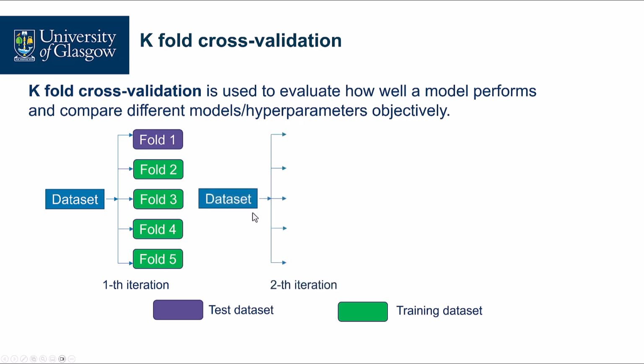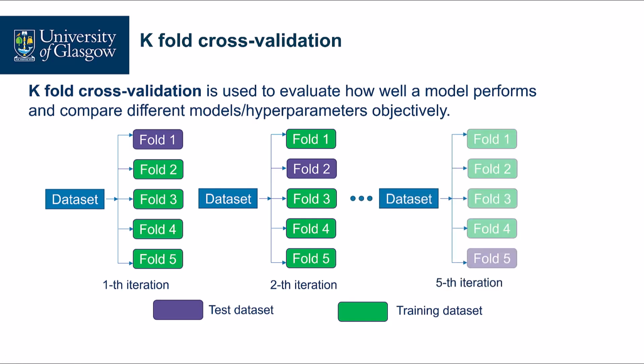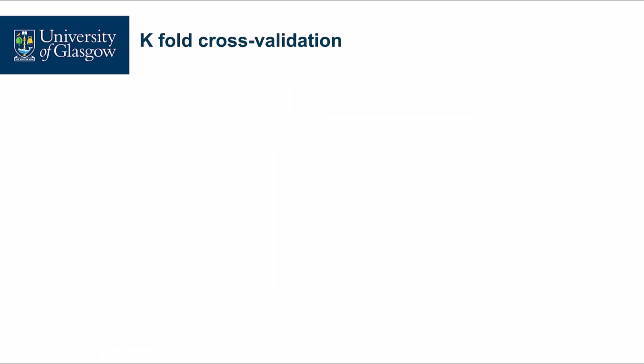In iteration 2, I shuffle them. Now this fold becomes the test data set, and all the others are the training set. We iteratively do this process until the 5th iteration, where fold 1 to fold 4 are the training set and fold 5 is the test set. In this way, we get 5 evaluation scores or prediction errors. They can then be averaged to evaluate the model, given a certain model type and certain hyperparameters.